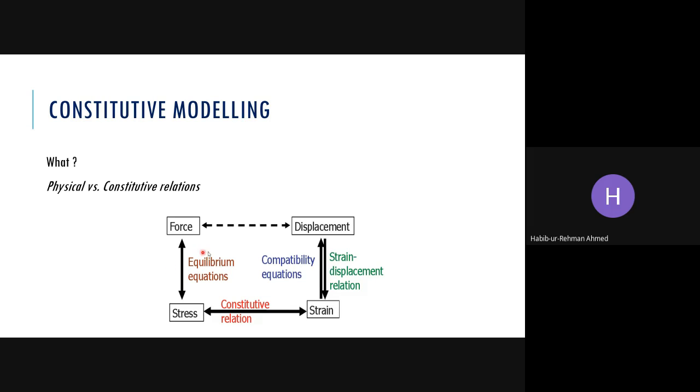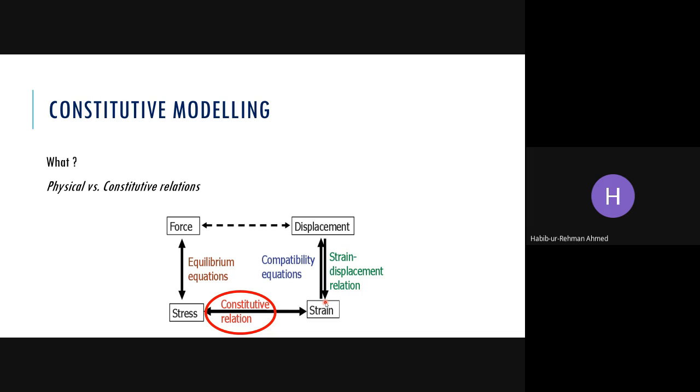You must have heard of the equilibrium equations, which are the relationships between force and stresses, and then you have the strain displacement relation. We call it compatibility equations between displacement and strains, and then finally we have the relationship between stress and strain as the constitutive relation.